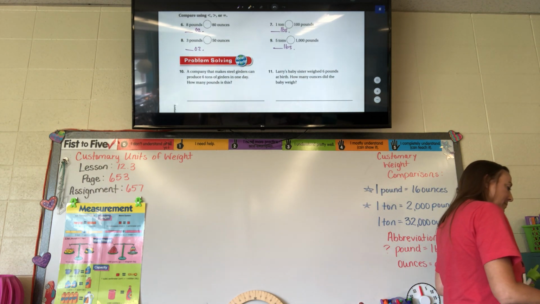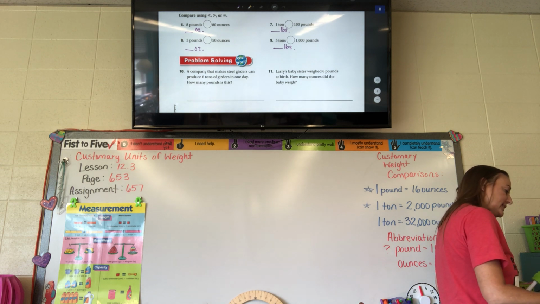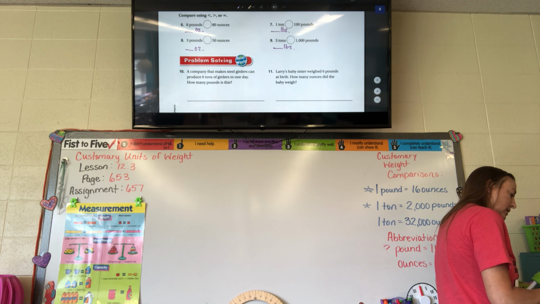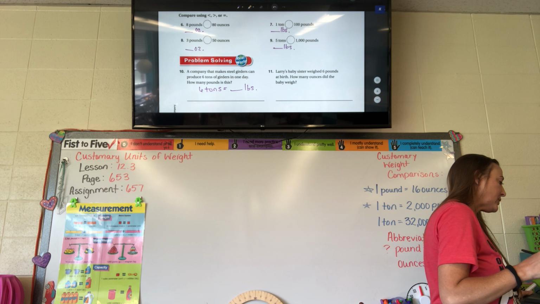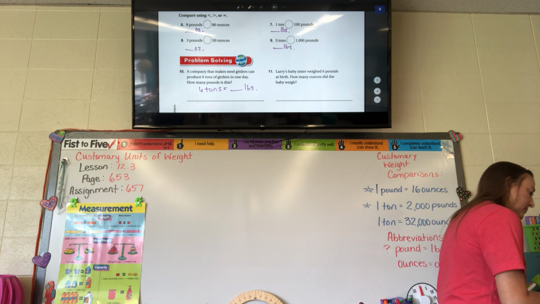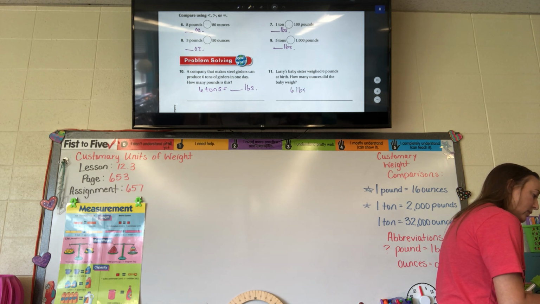A company that makes steel girders can produce 6 tons of girders in one day. How many pounds? So 6 tons equals how many pounds? Larry's baby sister weighed 6 pounds at birth. How many ounces did the baby weigh? Okay, so we have 6 pounds equals how many ounces?